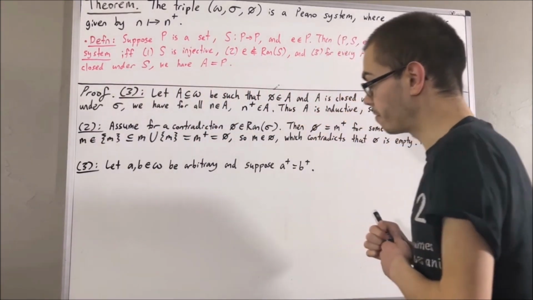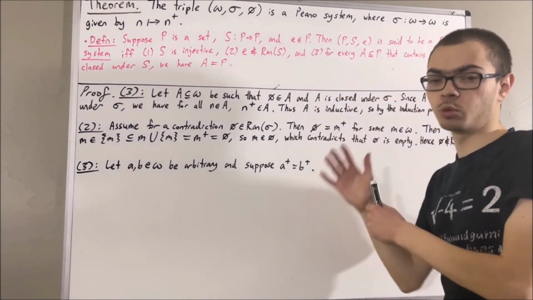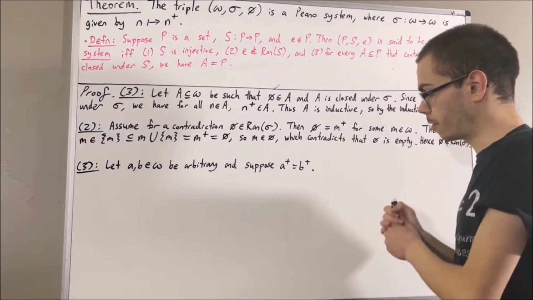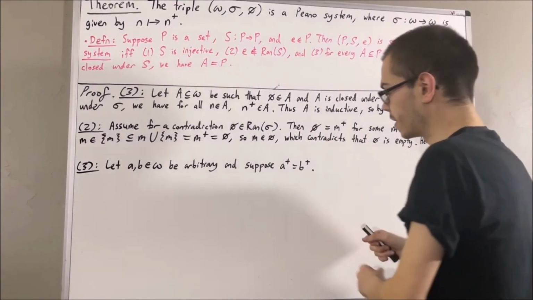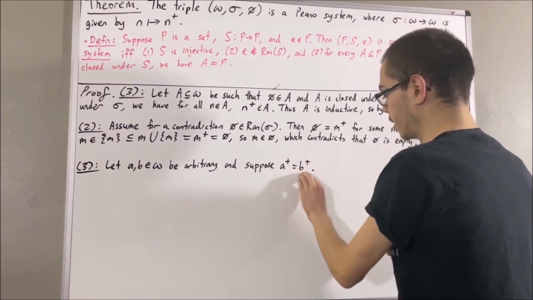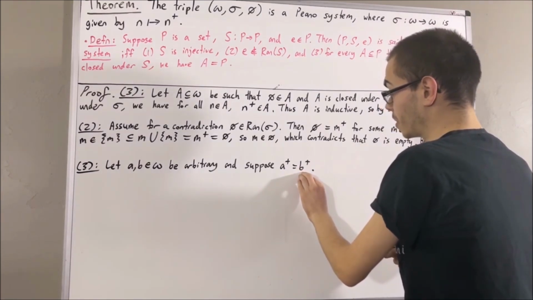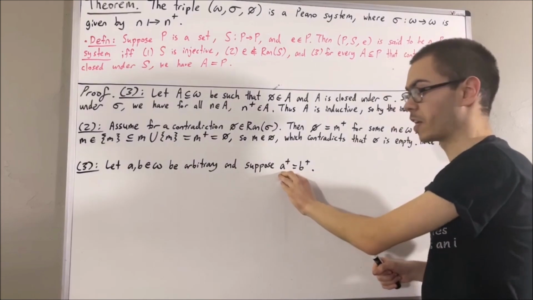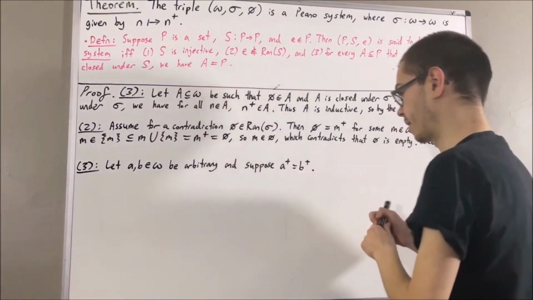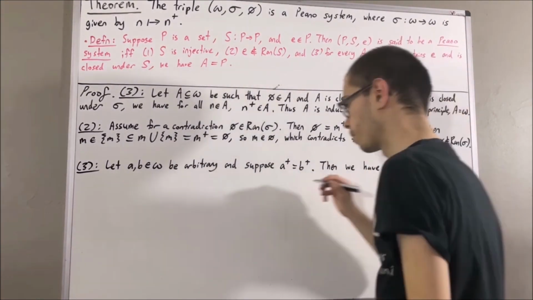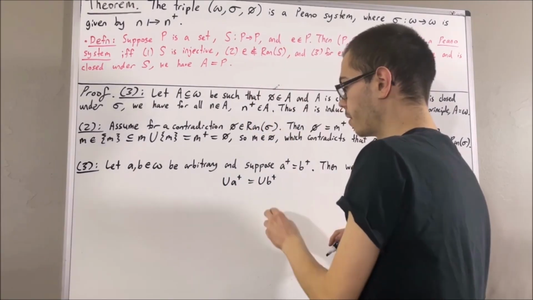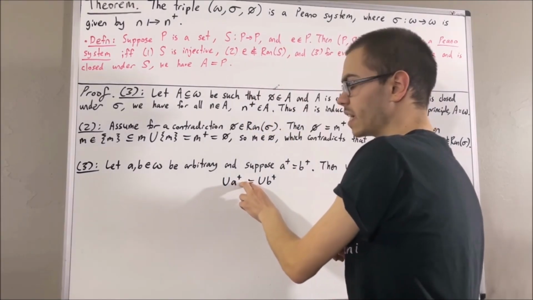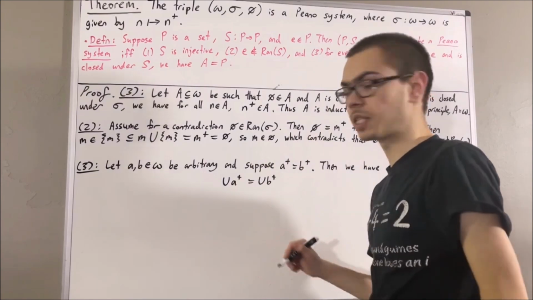And to prove injectivity, we want to show that a is equal to b. Now, the trick here is, since the successor of a is equal to the successor of b, it follows that the union of the successor of a is equal to the union of the successor of b. But then, we know that the successor of a is equal to the union of a and the singleton set of a.